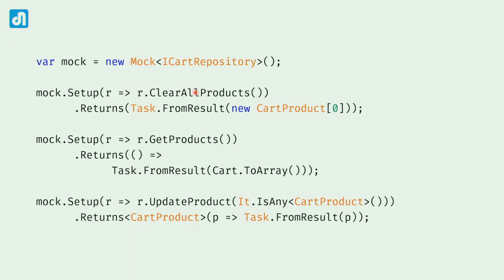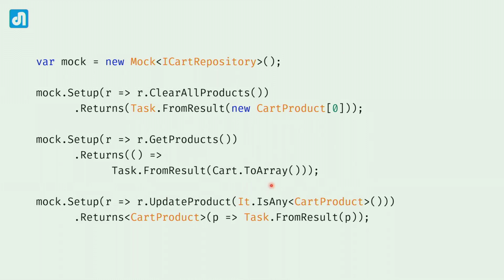And if it had parameters in it, I could do things like down here. They have this It class that is pretty slick. It basically allows you to mock out parameters and other things like that. So in this case, UpdateProduct takes a CartProduct object in, and I just say, hey, I want to set up for UpdateProduct with any CartProduct coming in. As long as the type of the thing coming in is a CartProduct, that's fine. That's all I need for here.